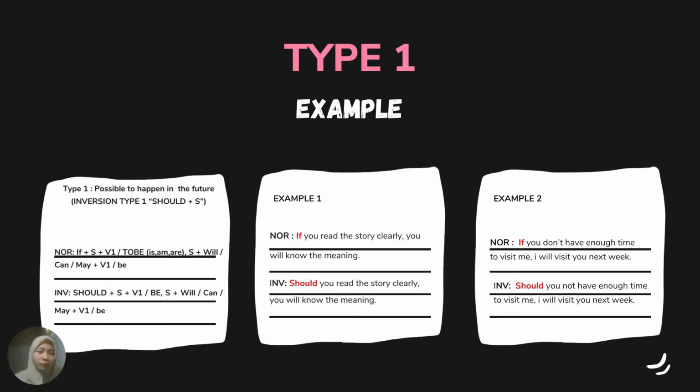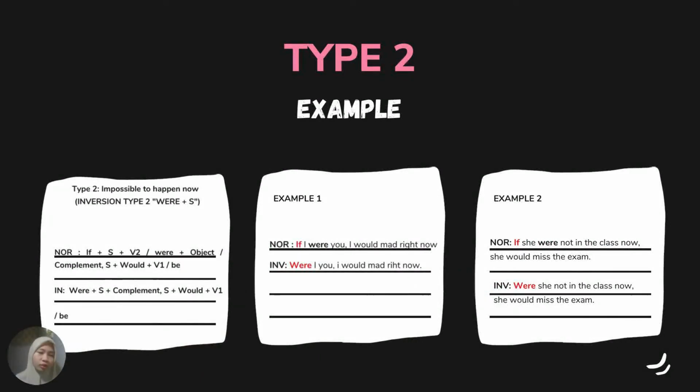Example 2. For the normal pattern if clause, we have: if you don't have enough time to visit me, I will visit you next week. So basically it's still the same as example 1, but in example 2 the meaning is negative. That's the only difference, but the formula is still the same. We only remove if to become should. So the inversion sentence is: should you not have enough time to visit me, I will visit you next week. So that is kind of simple.